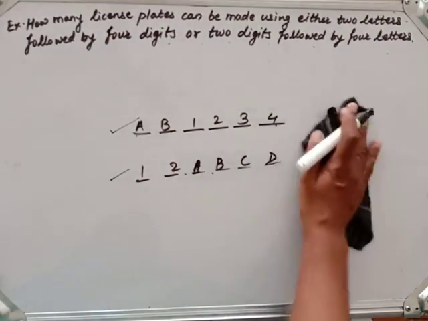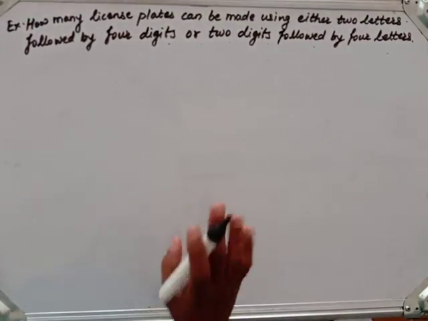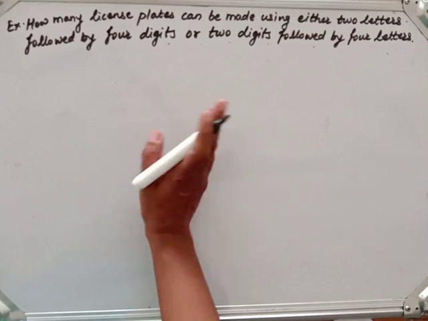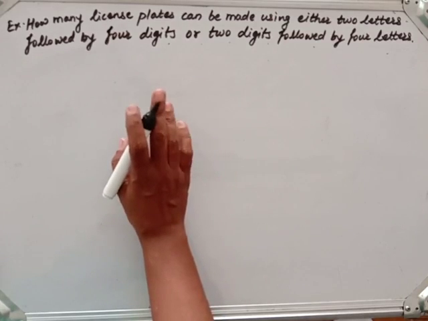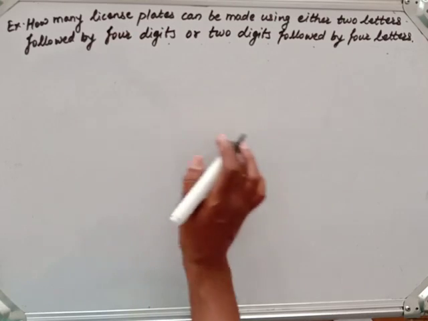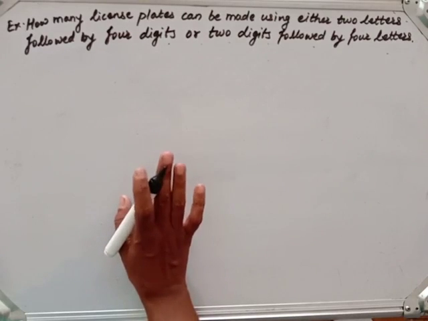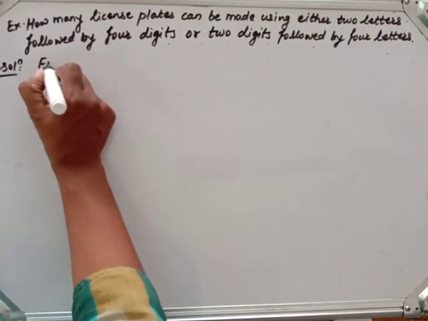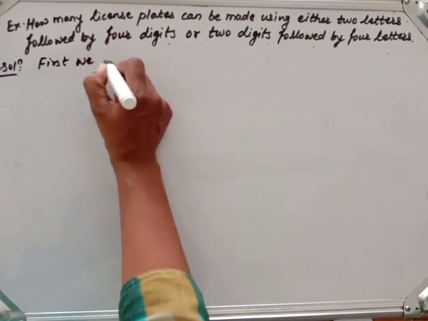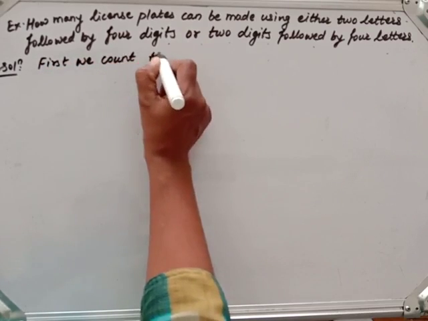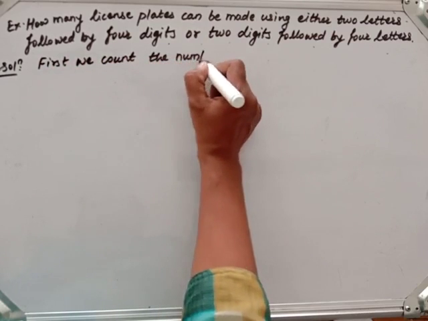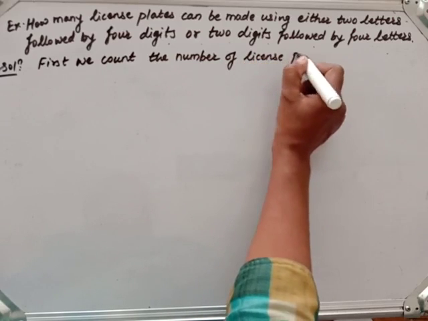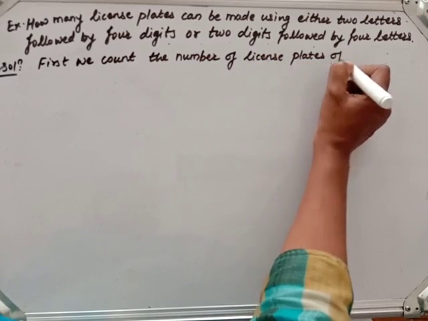Now as you know, for letters we have how many choices? 26 choices. So a letter place will be filled in 26 ways, and for digits we have how many choices? 10 choices, 0 to 9. Therefore a digit place will be filled in 10 ways. Fine. So the solution can be written as: first we count the number of license plates of each type.